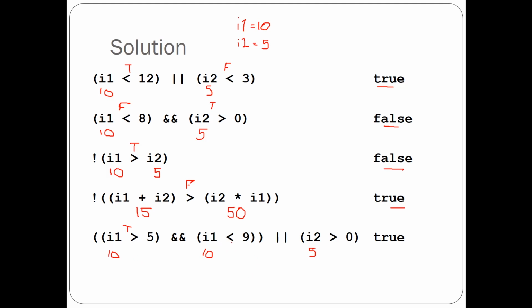Is I1 less than 9? Well, is 10 less than 9? No, so that's false. And in this one, is I2 greater than 0? Well, is 5 greater than 0? Well, we know that to be true.